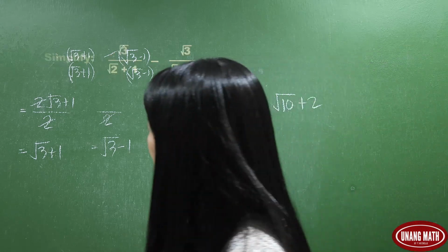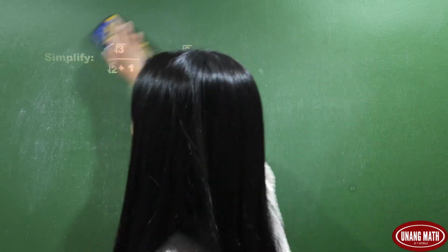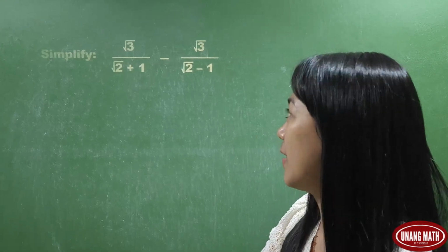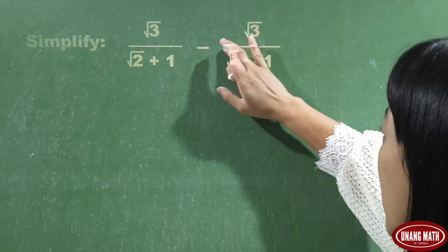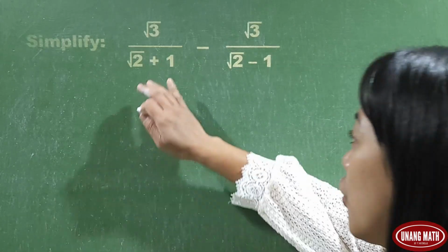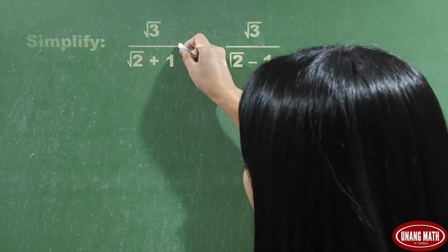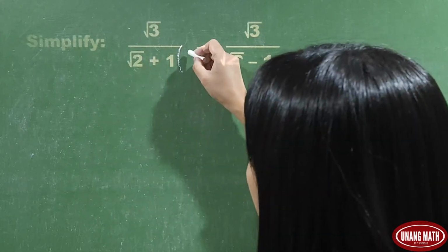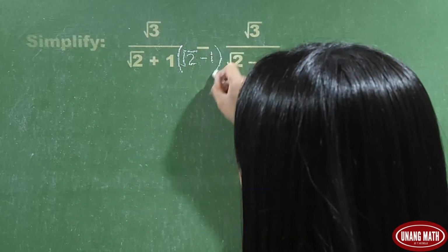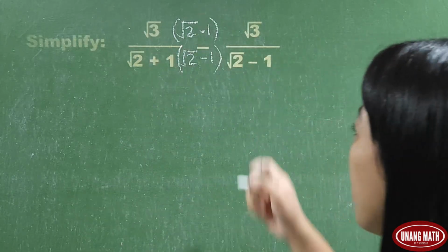Okay, this time, let's simplify this simple problem here. We have square root of 3 over square root of 2 plus 1 minus square root of 3 over square root of 2 minus 1. So we have to rationalize first this denominator. So we have to multiply by the same number with different signs. So times square root of 2 minus 1. Here's also times square root of 2 minus 1.